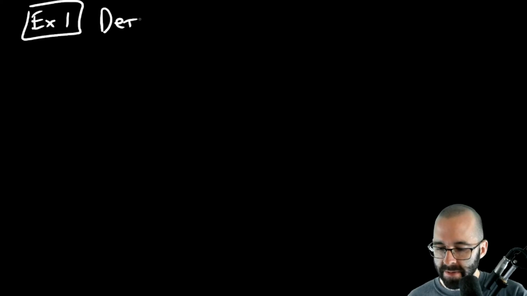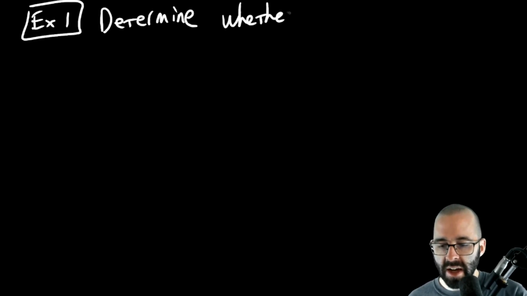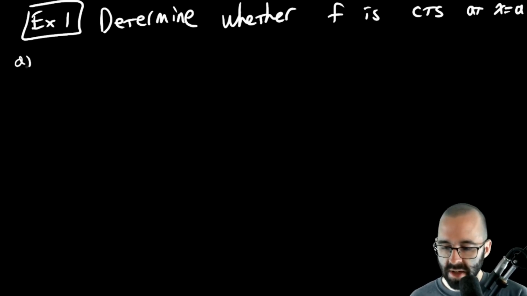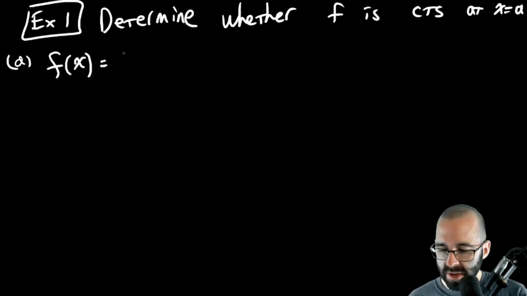Example 1. Determine whether f is continuous at a. And I'm going to give you a couple different functions and a couple different a values, and we're going to talk about and look at continuity. We're going to start with, we have a lot to do with piecewise functions here.